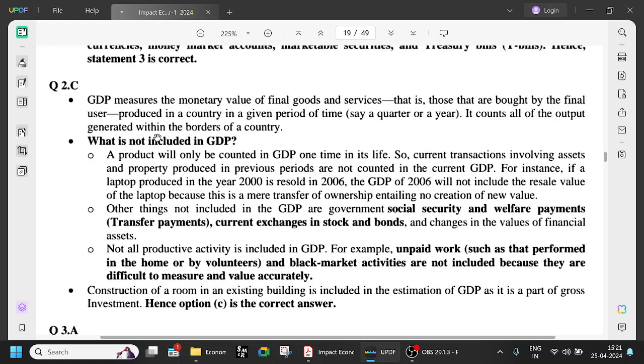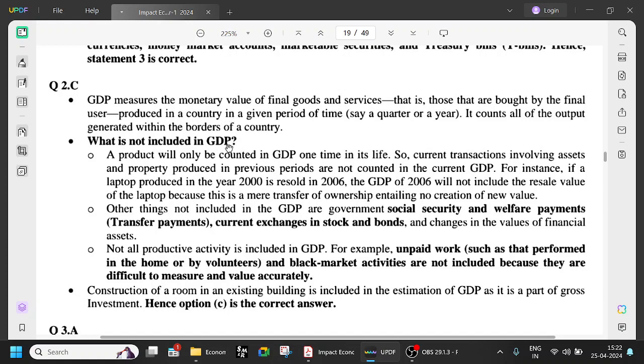It counts all the output generated within the borders of a country. So it can be foreign nationals also, because such questions are being asked. Okay, what is GDP? What is GNP? The difference: if it is GNP, then you cannot consider goods and services produced by foreign entities. Okay, it is only by Indian citizens. But GDP is anything that is generated within the border of a country.